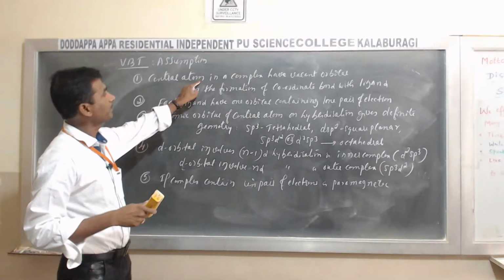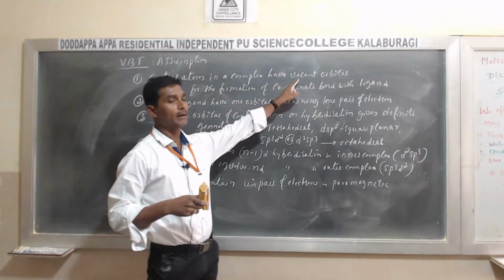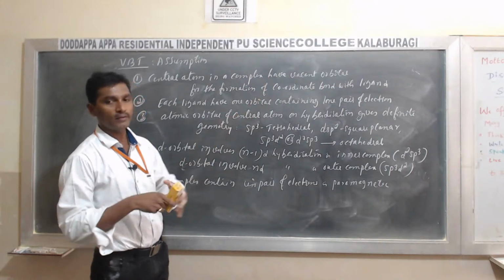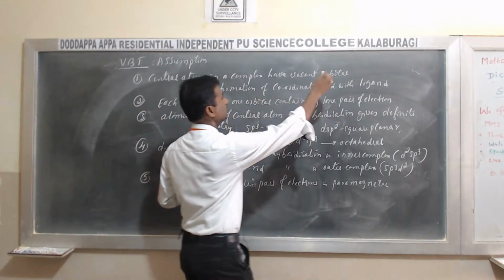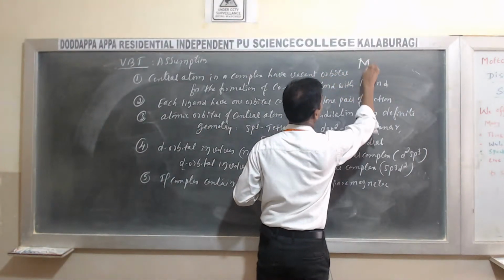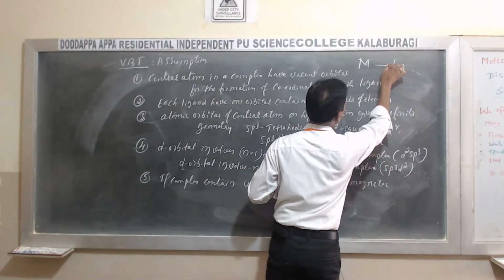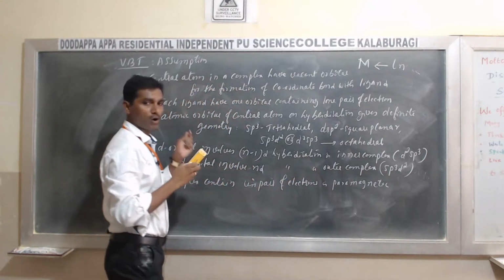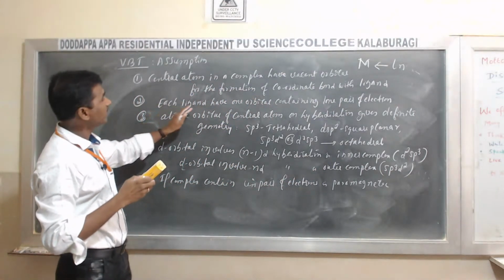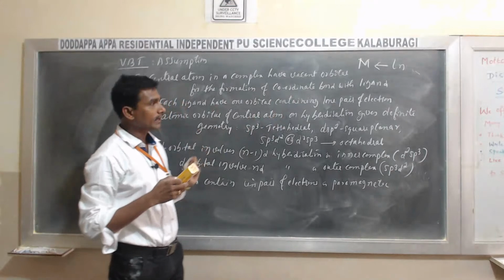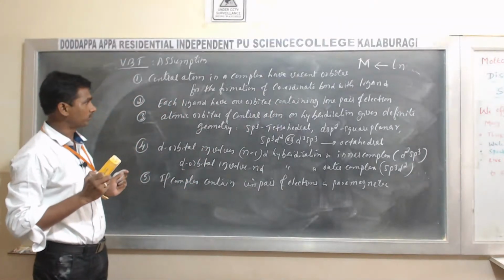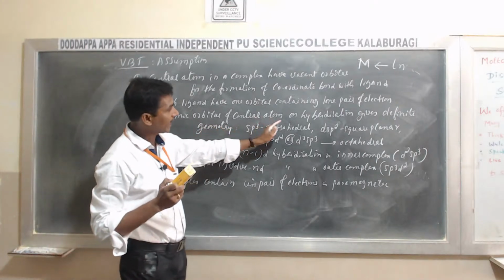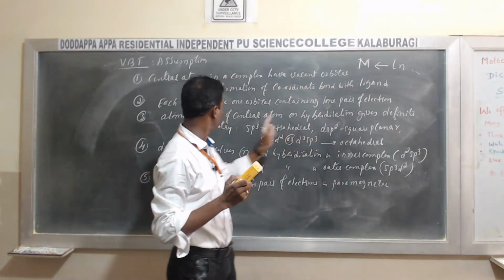The central atom in a complex has empty or vacant orbitals for the formation of coordinate bonds with ligands. So for example, this is the central atom M, and this is the ligand. It gives electrons to the central metal atom. It forms a coordinate bond. And next, each ligand has one orbital containing a lone pair of electrons.